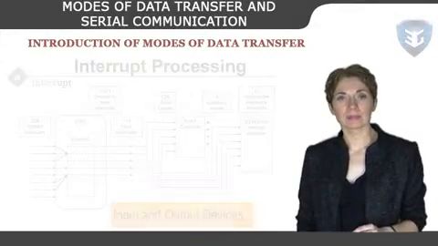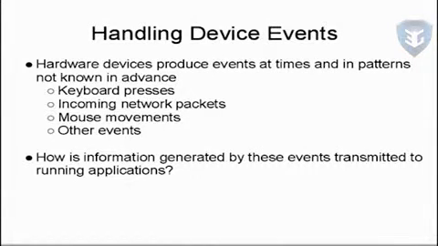When hardware devices on a computer produce events, we need some way of being able to handle those events within the operating system and deliver them to applications. And hardware devices are going to produce events at times and in patterns that we don't know about in advance. For example, we don't know which keys the user is going to press on the keyboard until the user actually presses those keys. If a cat walks across the keyboard, we're going to see a completely different pattern of key presses from which we would expect to see with a human user.